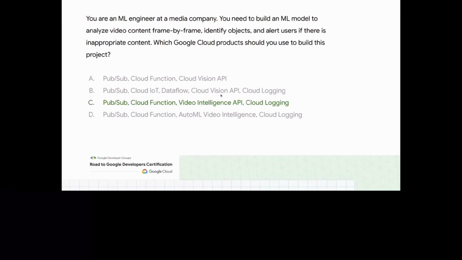So what about AutoML Video Intelligence? Why wouldn't you use that? I don't think that exists. Isn't AutoML just image analysis, or does it not do image analysis at all? Like it's just like logistic regression. Yes.